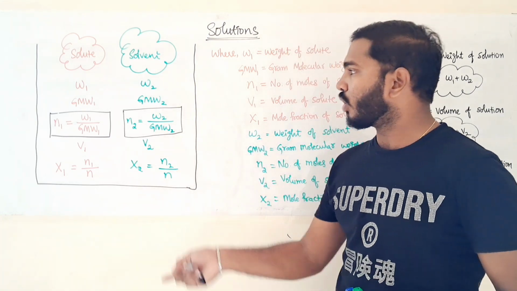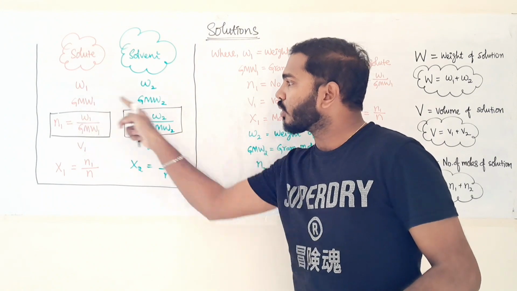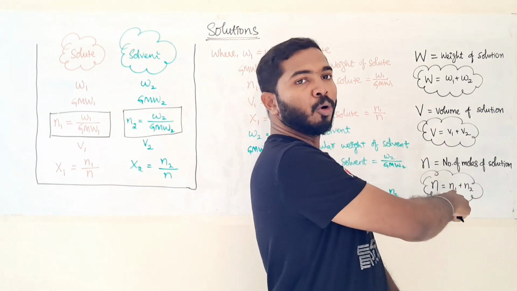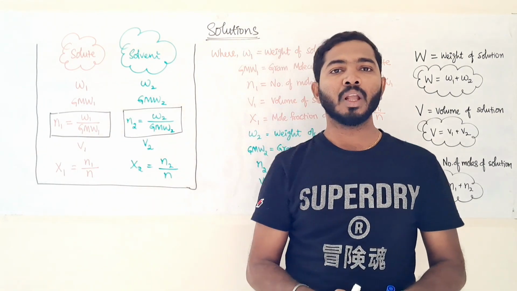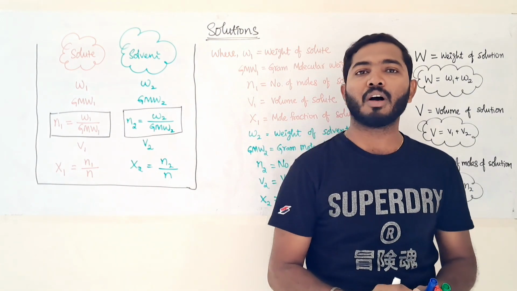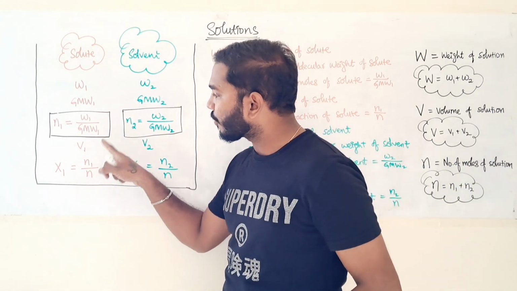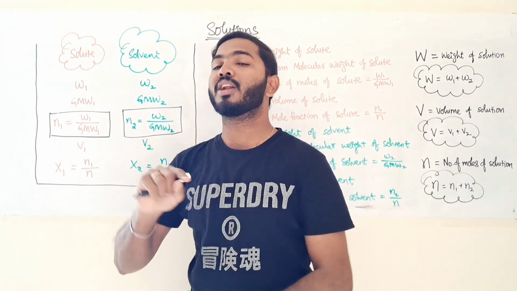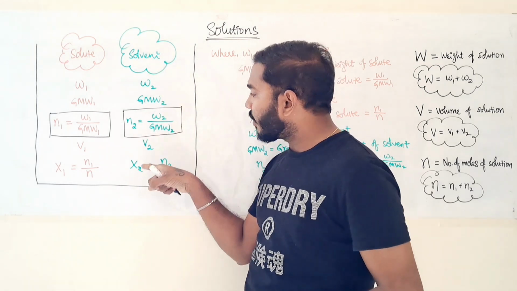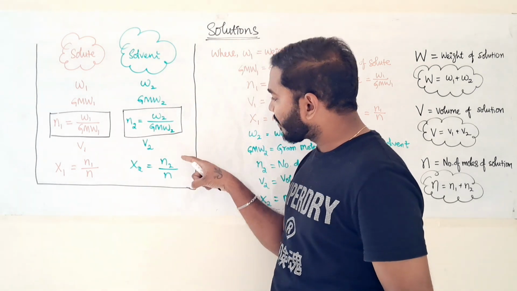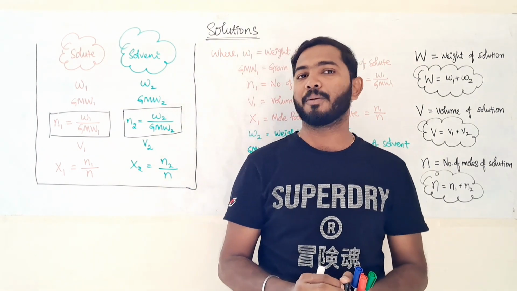So once we know the individual moles of solute and solvent, by adding these two we get the solution moles, and now we can define the mole fraction of solute and also the mole fraction of solvent. Mole fraction of solute can be written as the ratio of number of moles of solute to the total number of moles of solution. Similarly, mole fraction of solvent is the ratio of number of moles of solvent to the total number of moles of solution.